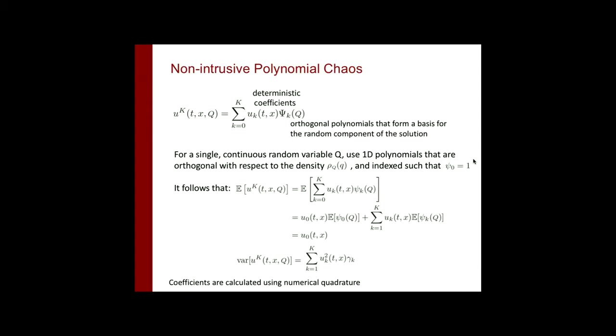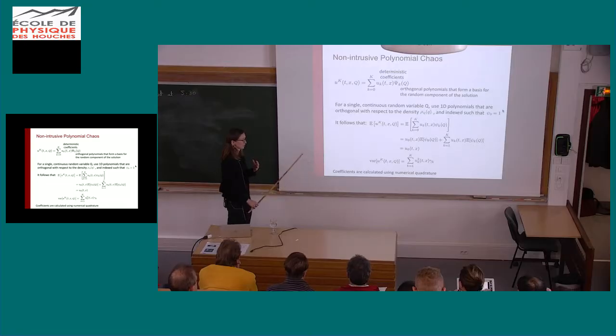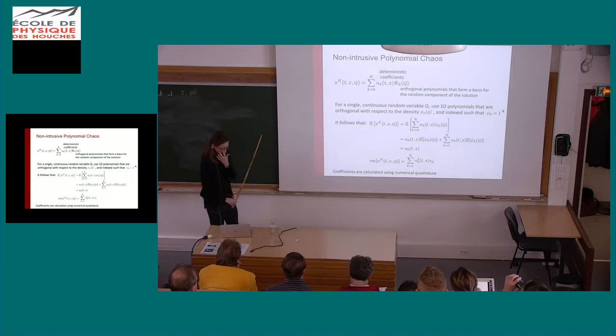So the coefficients can then be calculated using numerical quadrature. That also means that you have a convergence, right? The more samples I can take, this is eventually going to converge to the best expansion, or to the real mean and variance.